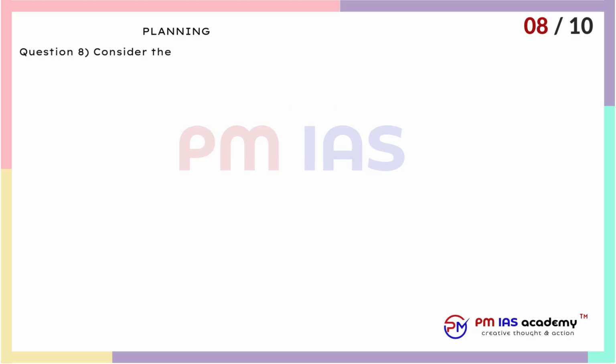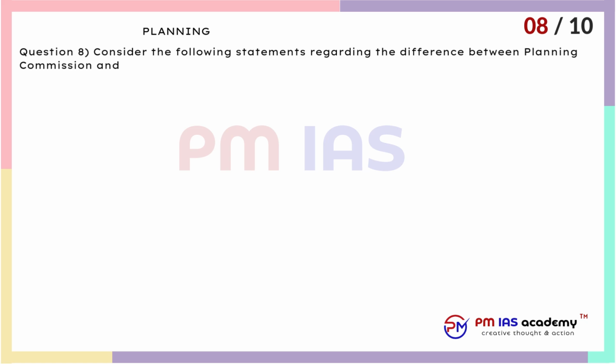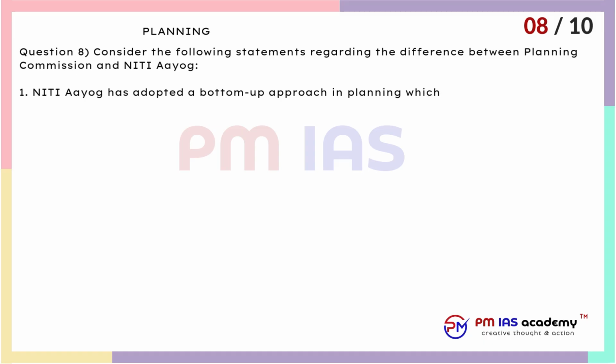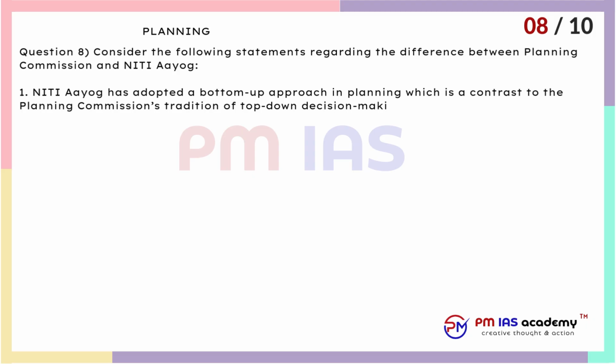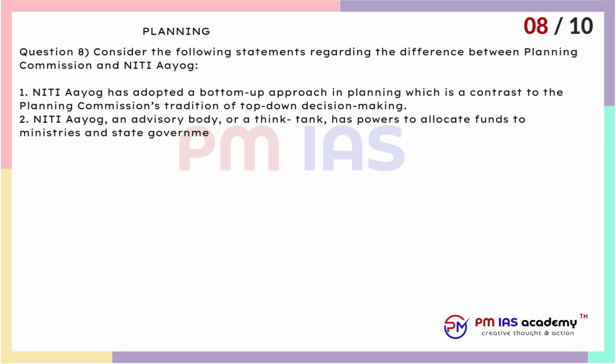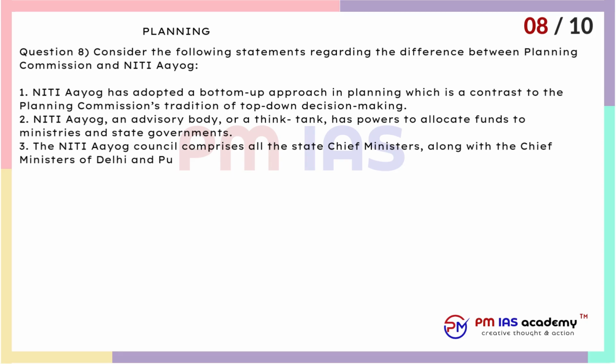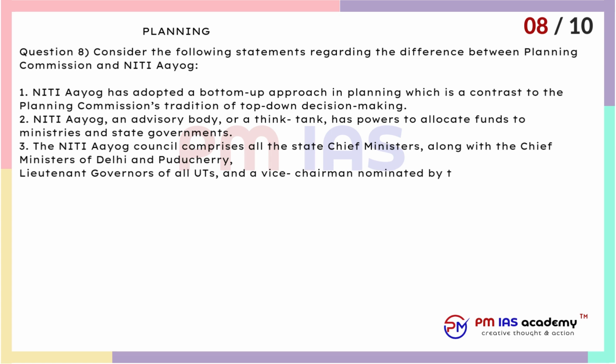Question 8. Consider the following statements regarding the difference between Planning Commission and Niti Aayog. 1. Niti Aayog has adopted a bottom-up approach in planning, which is a contrast to the Planning Commission's tradition of top-down decision-making. 2. Niti Aayog, an advisory body or a think tank, has powers to allocate funds to ministries and state governments. 3. The Niti Aayog Council comprises all the state chief ministers, along with the chief ministers of Delhi and Puducherry, lieutenant governors of all UTs, and a vice chairman nominated by the Prime Minister. Which of the statements given above are incorrect?